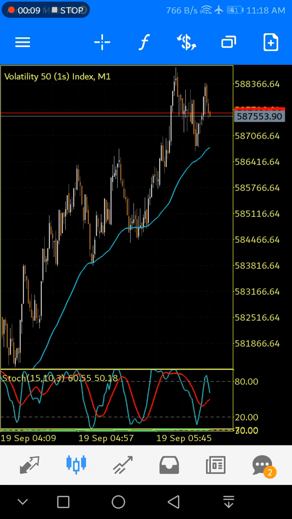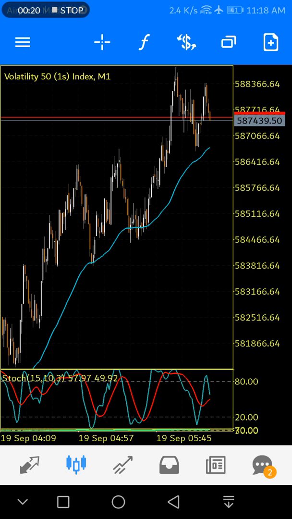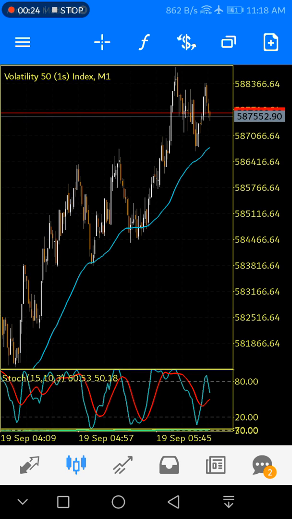Today I'm going to show you an awesome strategy which is totally about volatility indexes. If you wish to trade on volatility indexes or 1S indexes or boom and crash, and also for jump index. This is actually a swing trading strategy, but you can scalp using this strategy.